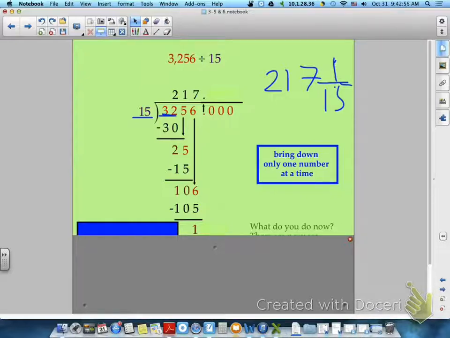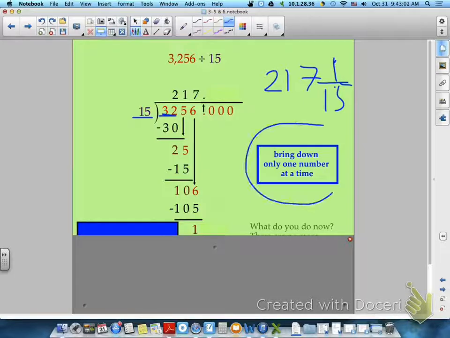Now remember, how many zeros can I bring down at a time? 1. Bring down only 1. We talked about that, right? Only one number at a time. So I'm going to bring down the first 0 and put it right next to the 1, which is 10.